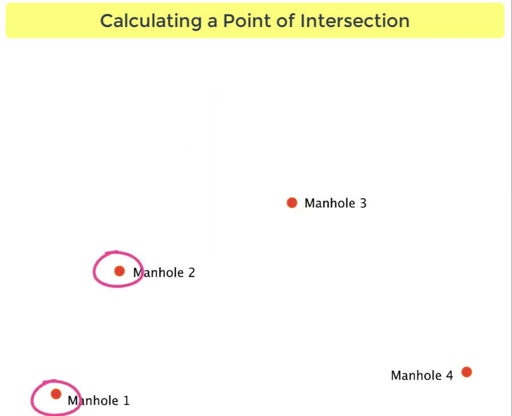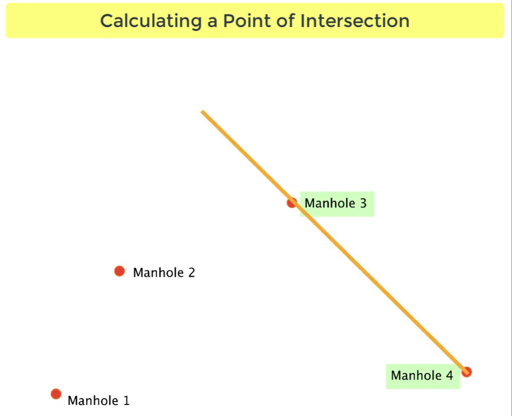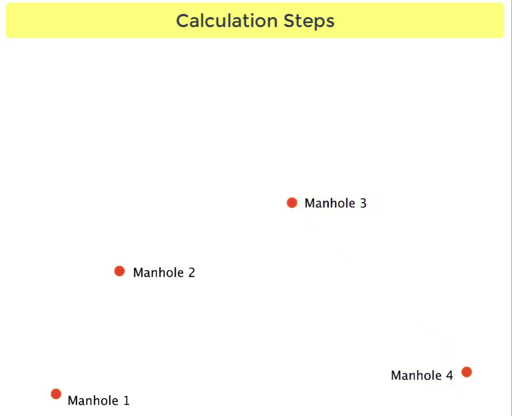Two manholes on each of the intersecting lines have been identified and located. These manholes are labeled 1 through 4. Manholes 1 and 2 are located on one sewer line. Manholes 3 and 4 were located on a second sewer line. To determine the intersection, the following steps were completed.